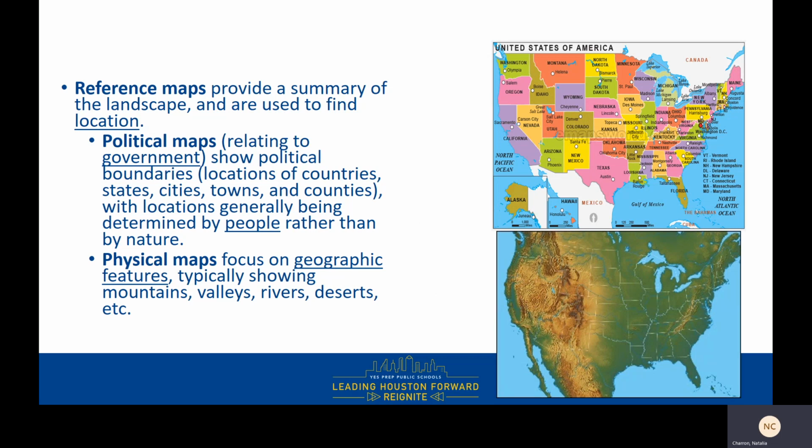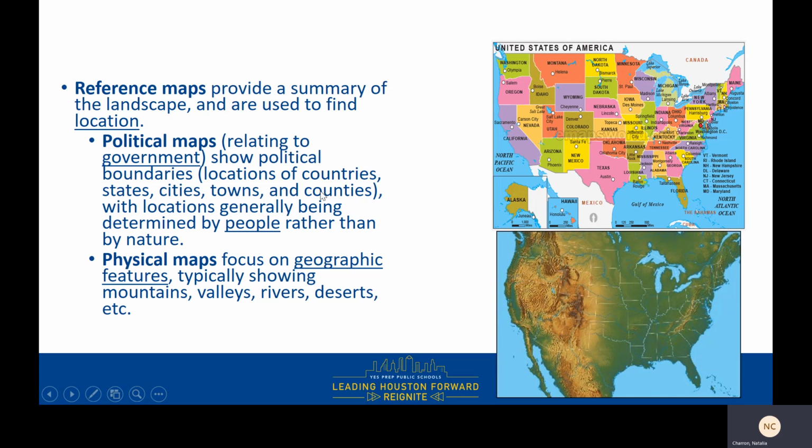The first major kind of map is a reference map. Reference maps show location. They summarize the landscape and they are used to find a specific place, like Google Maps. There are two kinds of reference maps. Political maps relate to government. They show political boundaries, locations of countries, cities, states, towns, etc.